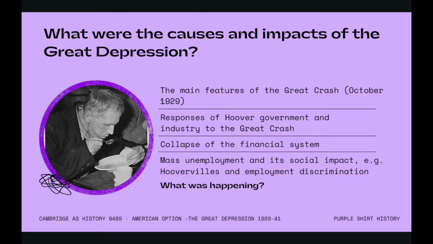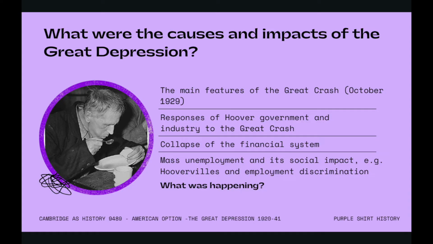Responses of Hoover government and industry to the Great Crash. Hoover is a Republican. So in the 1920s, we see a series of Republican administrations after the last Democrat, Woodrow Wilson. Harding, Coolidge, and Hoover are the three Republican presidents, and it's very business-led. Industry is kind of controlling politics at this time. Industry wants support. The Hoover government is in a bit of a bind ideologically because it was supposed to be laissez-faire, let the businesses do what they want to do, and everyone would be prosperous.